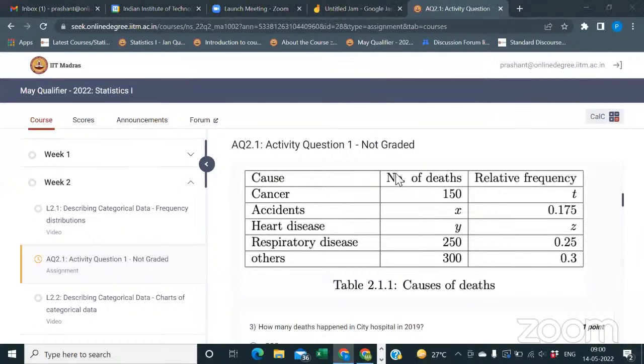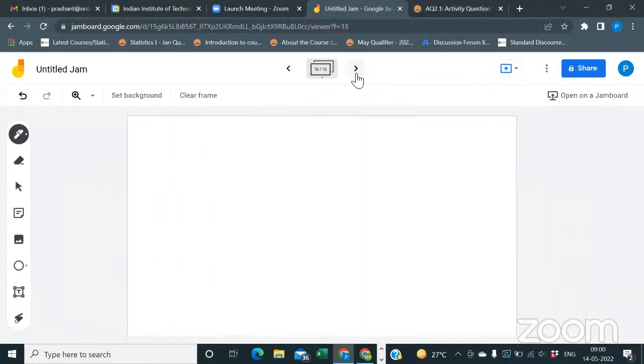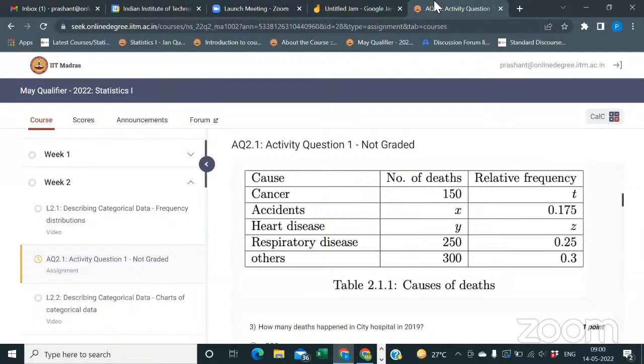See, you know relative frequency. What is the relative frequency? Relative frequency is frequency upon the total number of observations. Now, in this column, what is the frequency? What is given? You are given 300 and the relative frequency is 0.3.